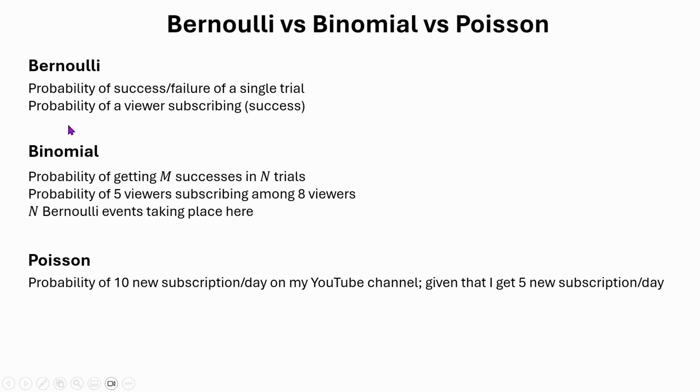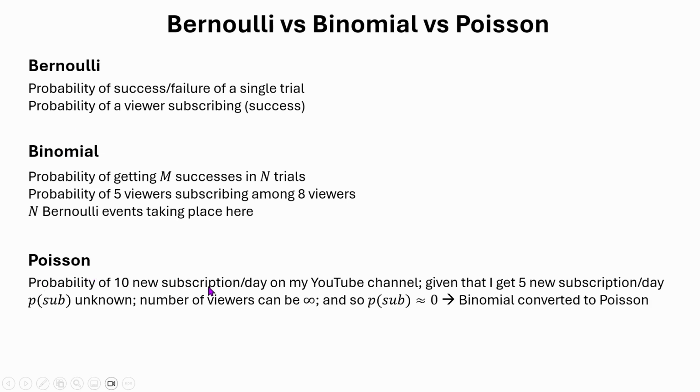But how is it similar to the binomial distribution? You can see that in this particular example, the probability of subscription, that is the probability of success, is not known. In binomial, the probability of success is known, but for Poisson, we don't know the probability of success or subscription in this case. We also did not restrict the number of viewers. We are saying the number of successes, 10 new subscriptions or 10 successful events, but we are not saying how many trials we are actually doing. In binomial, we are restricting the number of trials. We are restricting the viewers to 8 or some number. But in Poisson, we are not restricting the total number of viewers. The number of viewers can be anything.